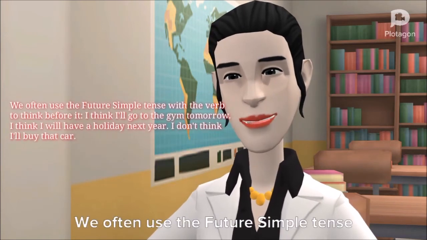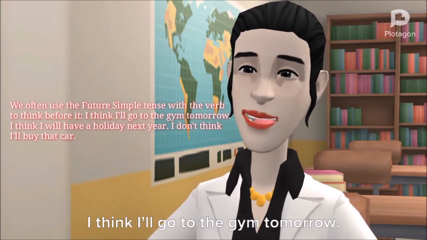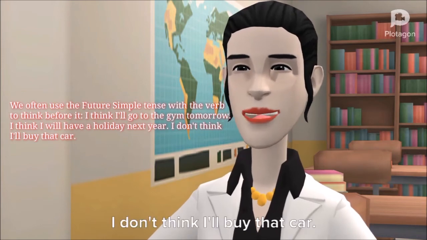We often use the future simple tense with the verb to think before it. I think I'll go to the gym tomorrow. I think I will have a holiday next year. I don't think I'll buy that car.